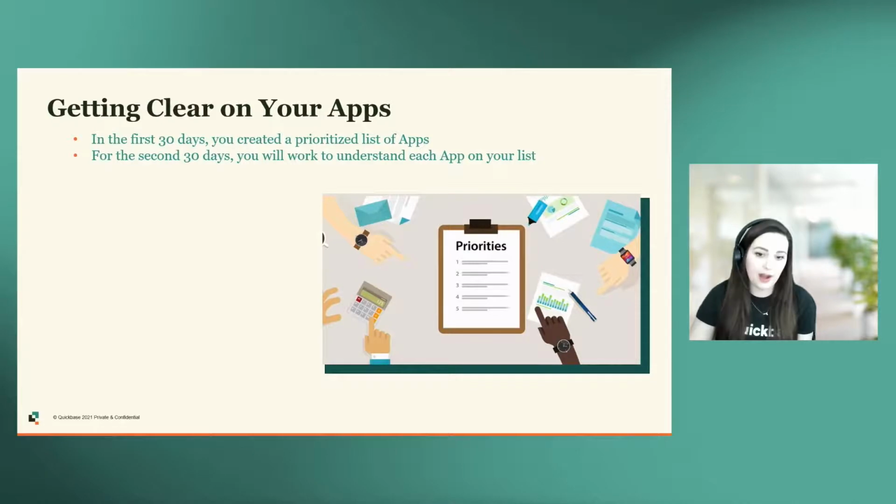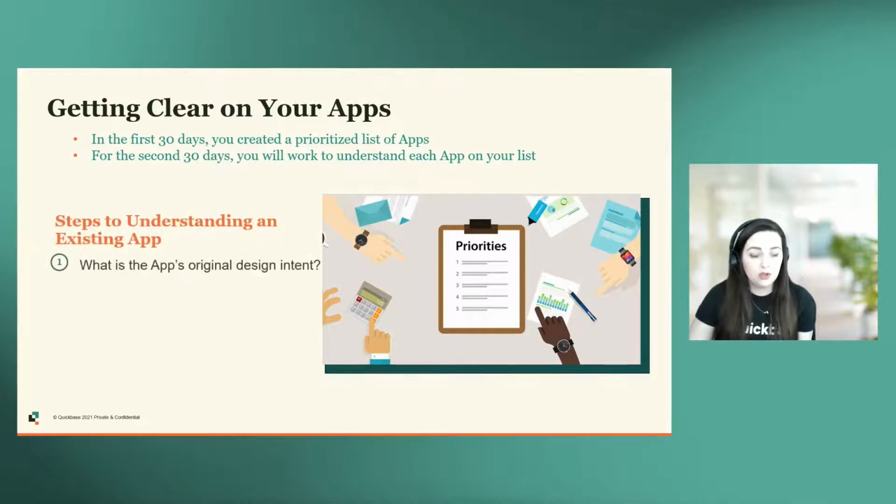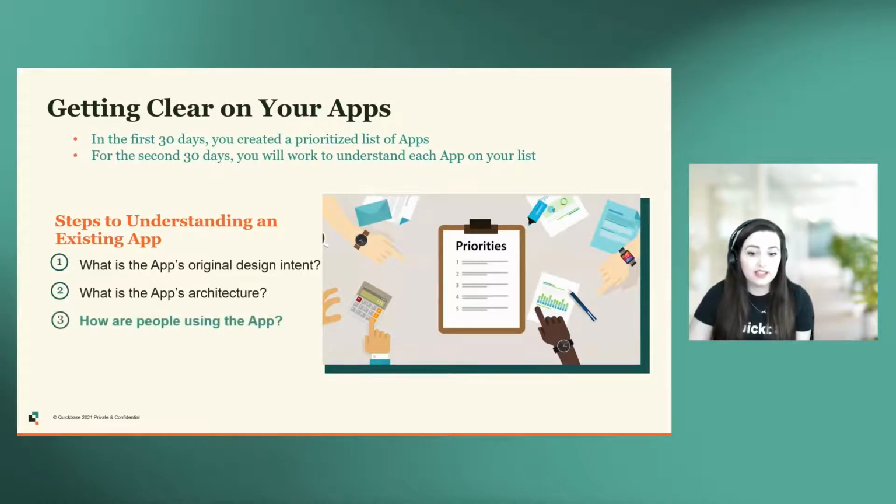So, getting clear on your apps. You have a list of priority apps at this point. Now you need to understand them. Working off your prioritized apps, you should understand 3 basic questions. First, what's the app's original design intent? What's the app's architecture? And how are people using the app? For this condensed session, we're going to focus on helping you learn how the app is being used within your organization, but you're more than welcome to refer to the playbook for details on the other items on this list.